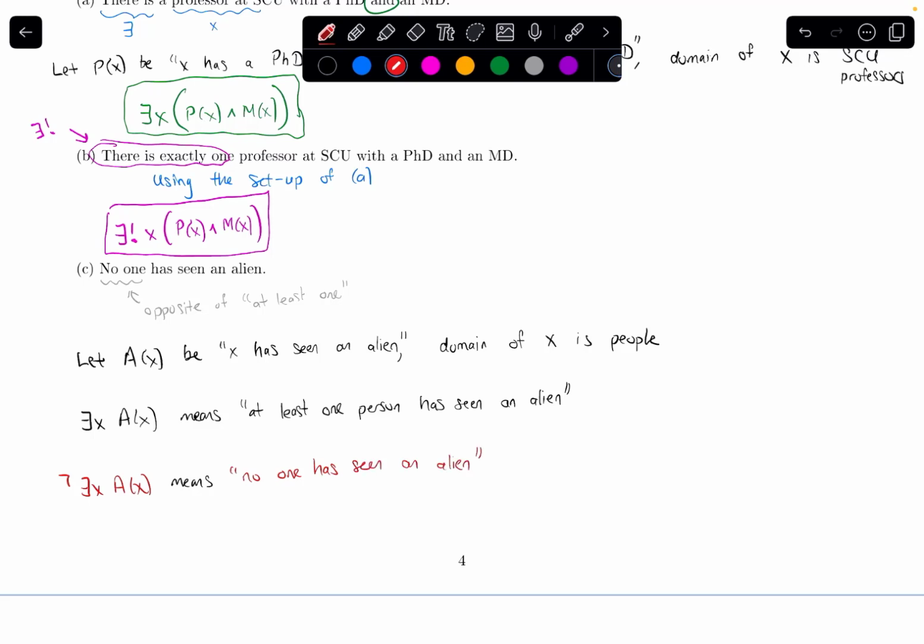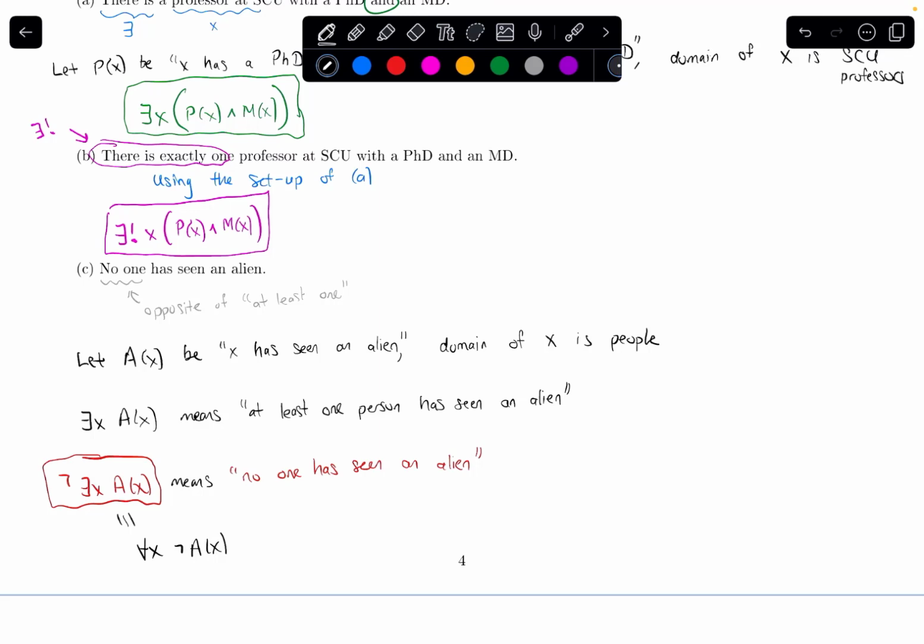Okay, and that is what we're looking for. Another equivalent way to write this would be to use De Morgan's law. So this is equivalent to bringing the negation inside the quantifier. And I'd get not A of x. But when I do that, the exists changes to a for all x.